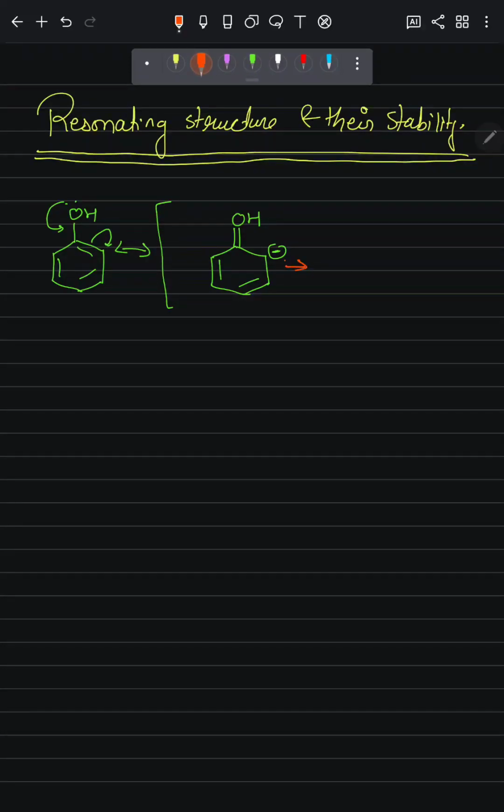Then this negative charge will go here and this will go to here. So on this oxygen the positive charge will come, because the electron density goes from here to here. So oxygen with positive charge, a double bond, a negative charge will be placed here and a double bond will form here in this direction. Now let's make another resonating structure.